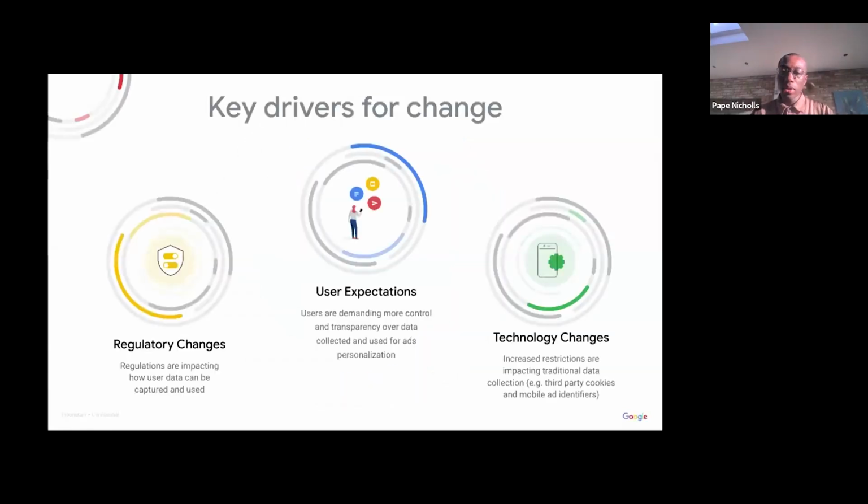So now I'm going to dwell a little more on the key drivers of this shift, this change in paradigm.